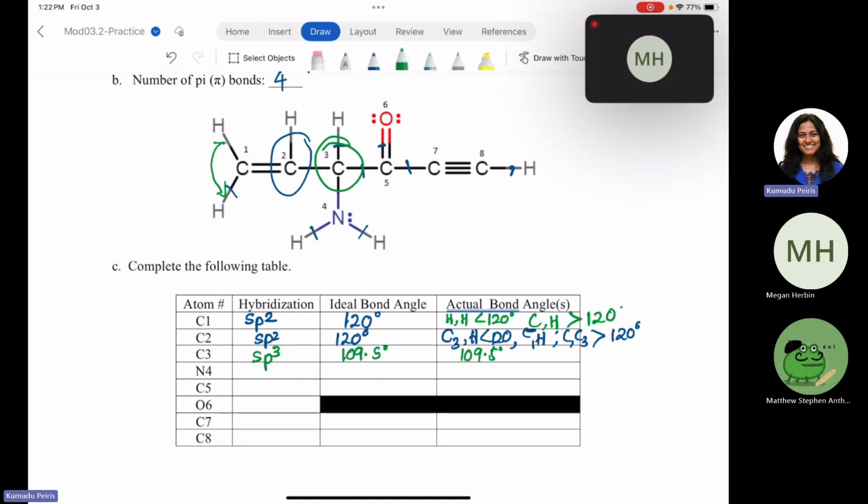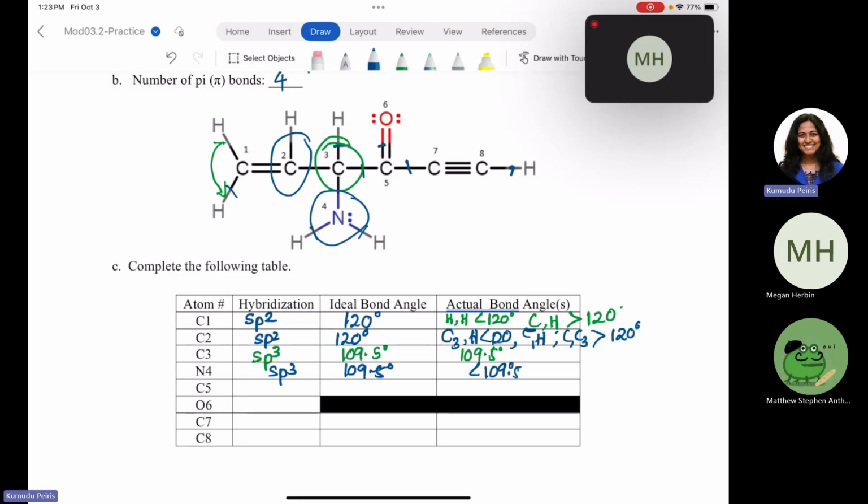Let's look at the N4. N4 is here. It has 3 sigma bonds and 1 unshared lone pair. So altogether 4 things. So it'll be sp3 again. Ideal bond angle will be 109.5, and the actual bond angle, I would say, less than the ideal bond angle.